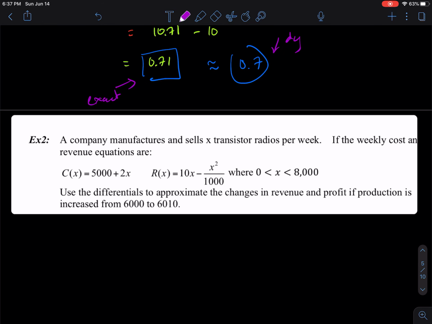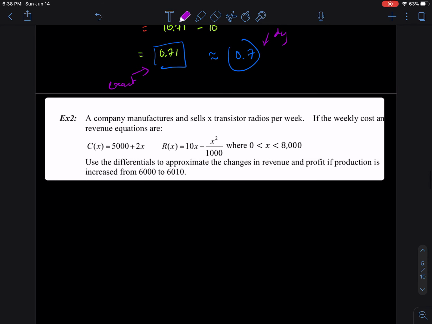And hopefully by the end of this application problem, this word problem, it makes a little more sense, or at least you start to feel like you can process what a differential is regarding an application. All right. So a company manufactures and sells x transistor radios per week. If the weekly cost and revenue equations are as follows. So we have the cost equation for manufacturing and selling transistor radios per week.